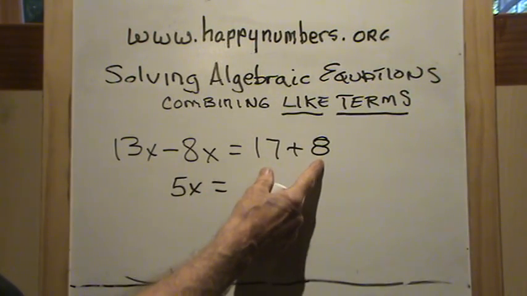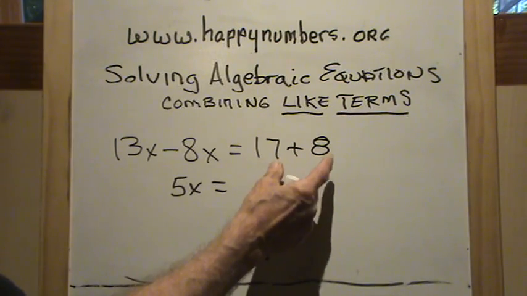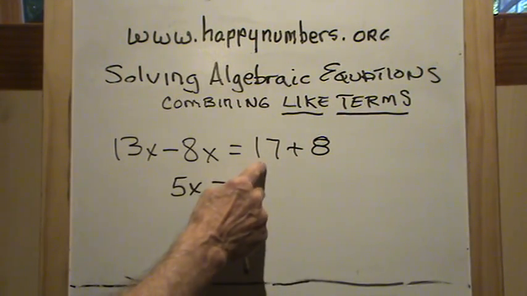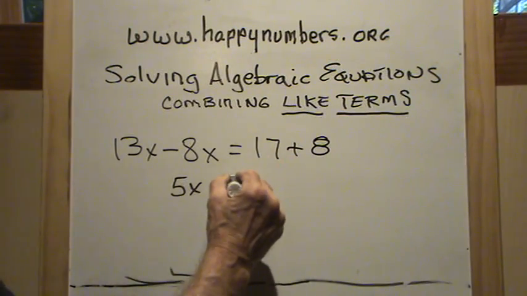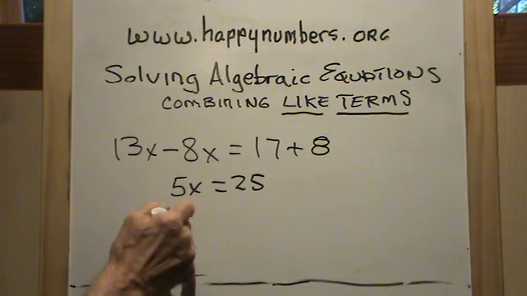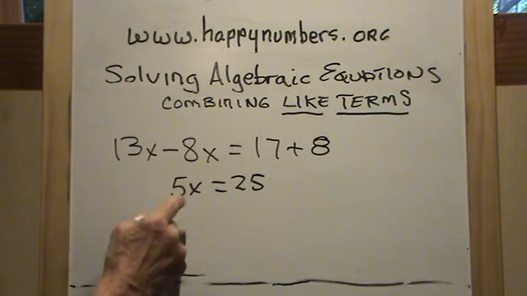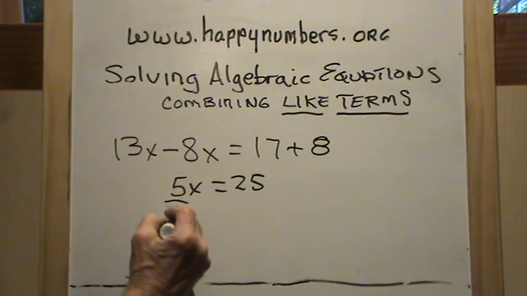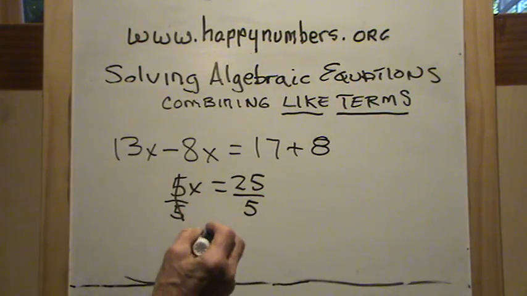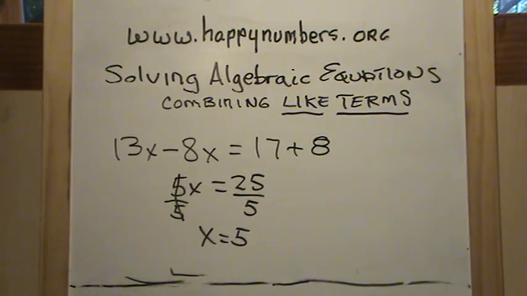Now here I have two terms also. Even though they're numbers, they're similar because they're both numbers. So I can combine these. 17 plus 8 is 25. Now I have to solve for my unknown, for the variable. This is multiplication, so I use division. Goes away. X equals 25 divided by 5, which is 5.